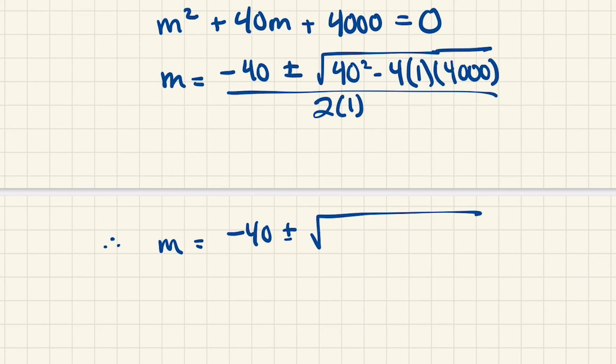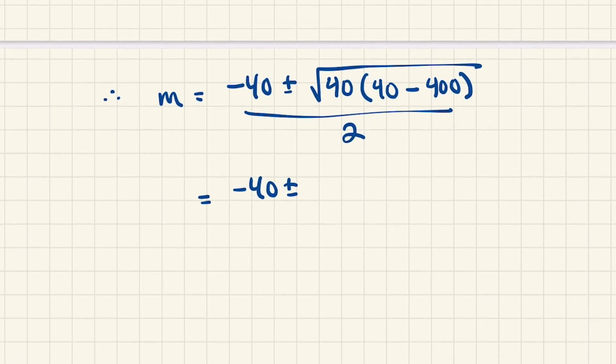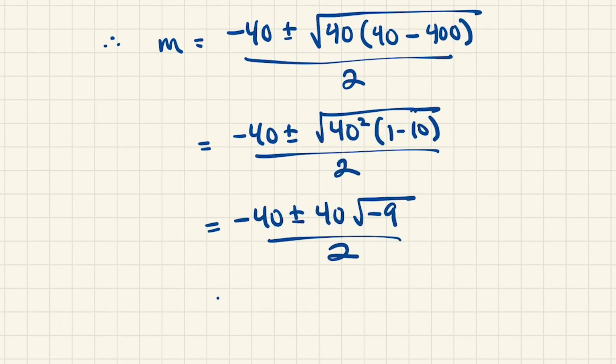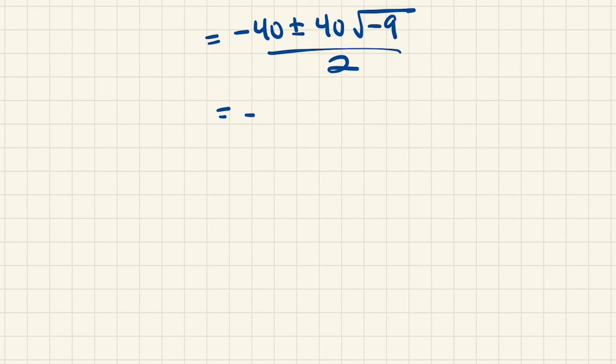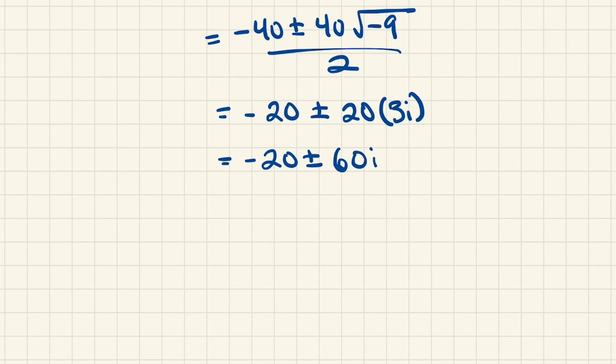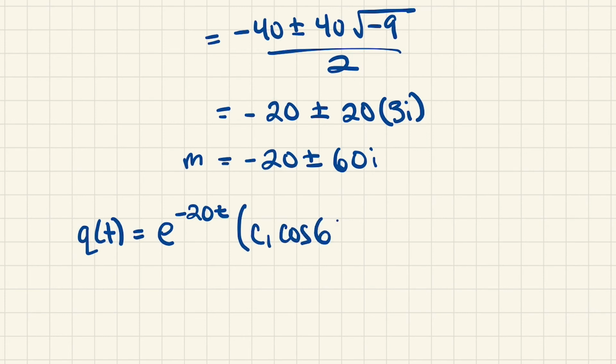All right, well, we can certainly factor 40 out of that. What does that give us? 40 minus 400. We can factor another 40. Okay, so this is like negative 20 plus or minus 20 times 3i. So that's negative 20 plus or minus 60i. Okay, so those are our two complex conjugate m values, which means that the solution is going to be q of t equals e to the negative 20t, and then c1 cosine of 60t plus c2 sine of 60t.